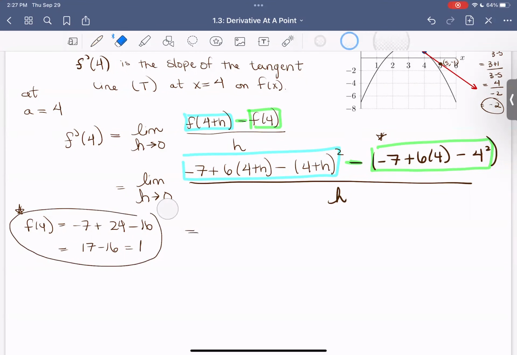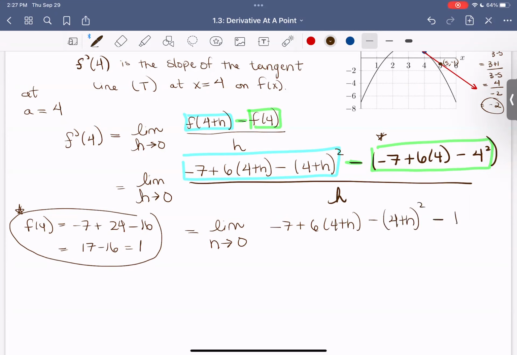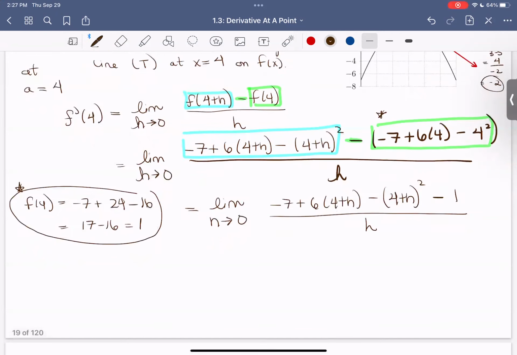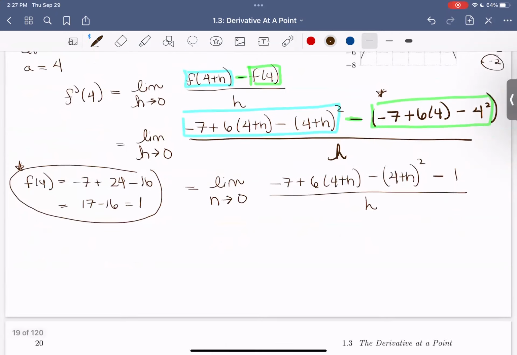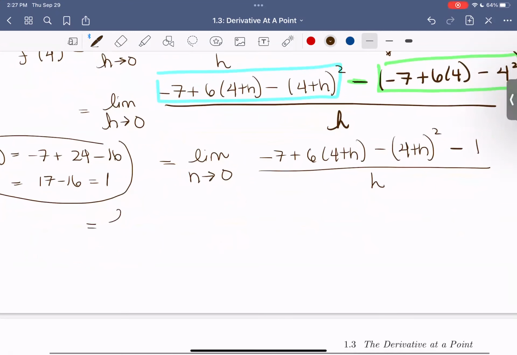So this is going to be equal to, I'm continuing my limit here. So the limit as h goes to 0 of -7 plus 6 times (4 plus h) minus (4 plus h), all of that squared, minus 1. That whole green box became -1 over h. So now we can continue to expand this and therefore cancel out some things.